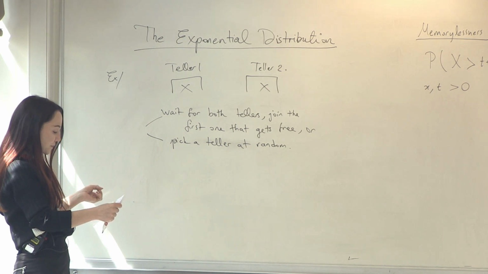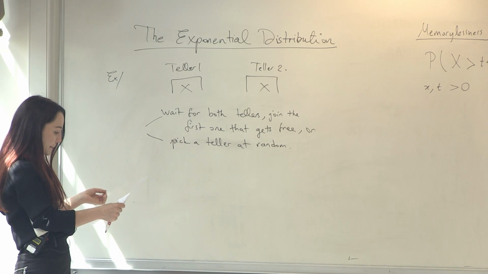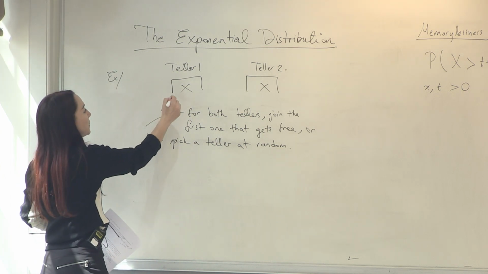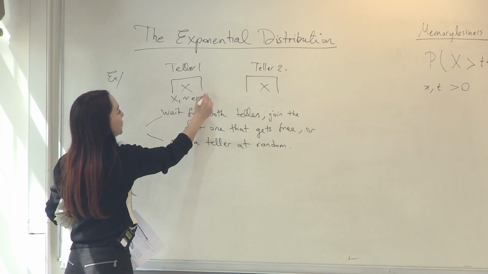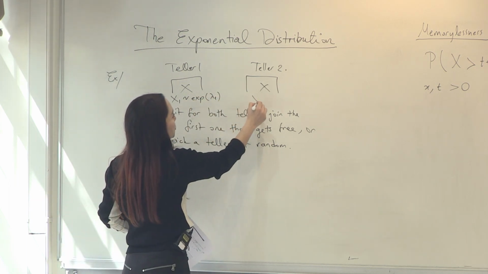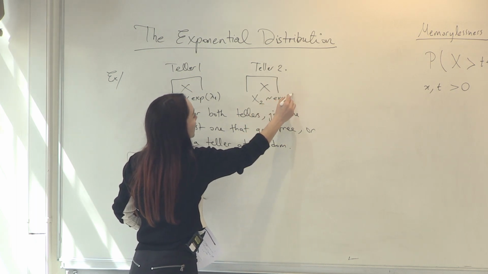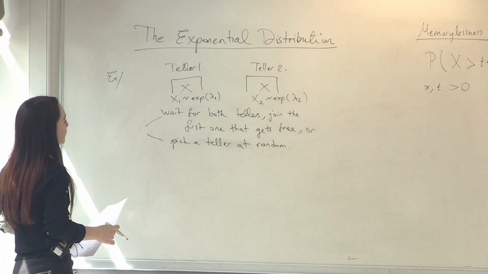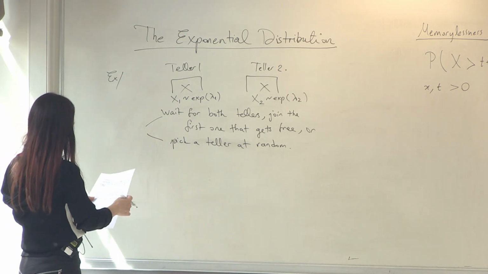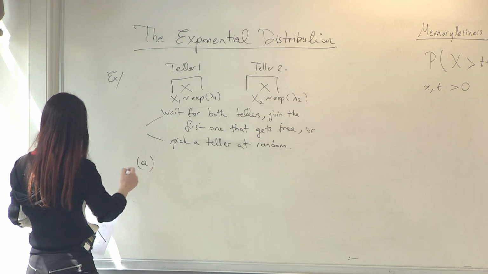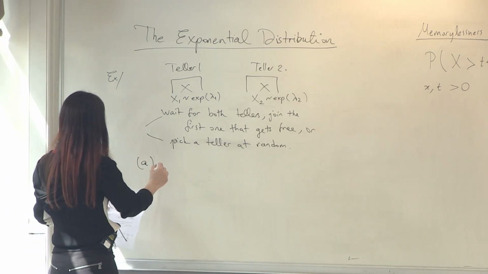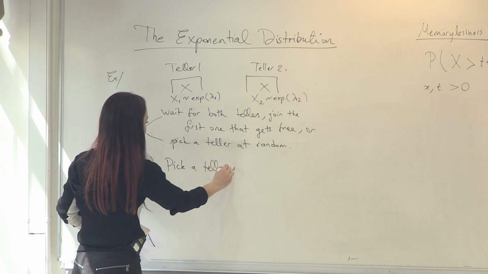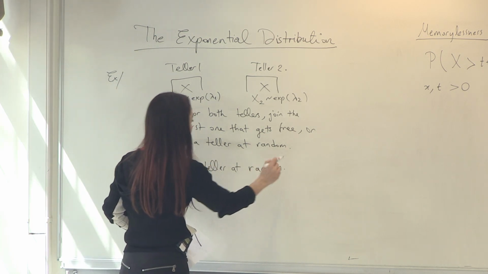First of all, suppose this one has a service time x1 that is exponential with rate lambda 1. And this has a service time which is exponential with rate lambda 2. Okay? So in this case, let's compute part A. Pick a teller at random.